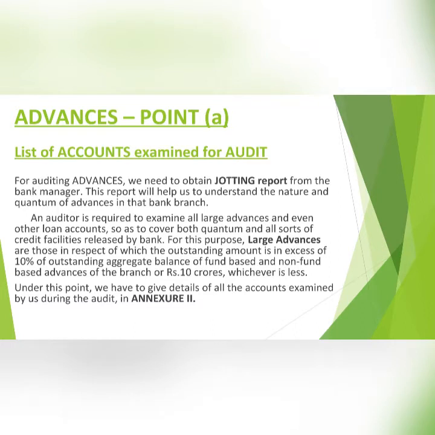Now, what is a jotting report? It is basically a report generated by the bank system which shows the list of all the advances along with other details like sanction limit, type of loan, account number, account balance, etc. If possible, this report should be obtained before starting the actual audit so that we can understand the nature and the quantum of advances of that branch.